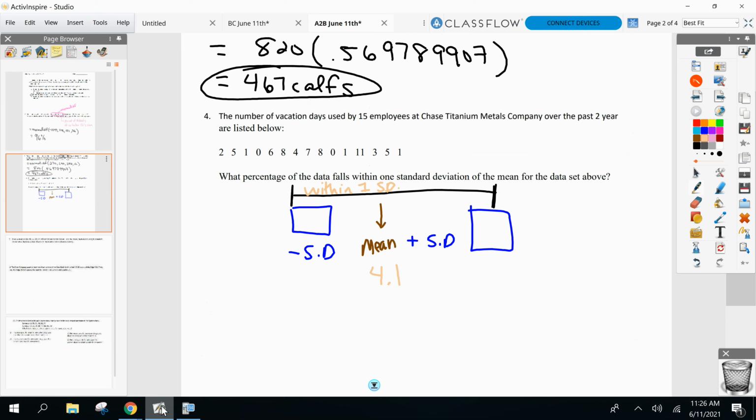So everyone take your mean, add 3.3 to it, and then subtract 3.3 from it. And then, Will, when you're ready, you tell me what those two scores are when I subtract and add 3.3.